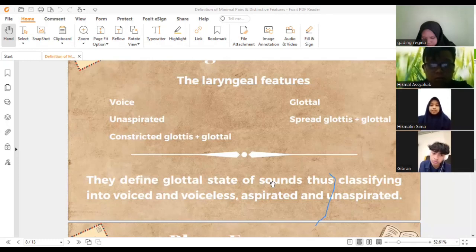And the last, tense. This is introduced to characterize the difference of long and short vowels. Long vowels are characterized by muscular contraction, tension of the body of the tongue.